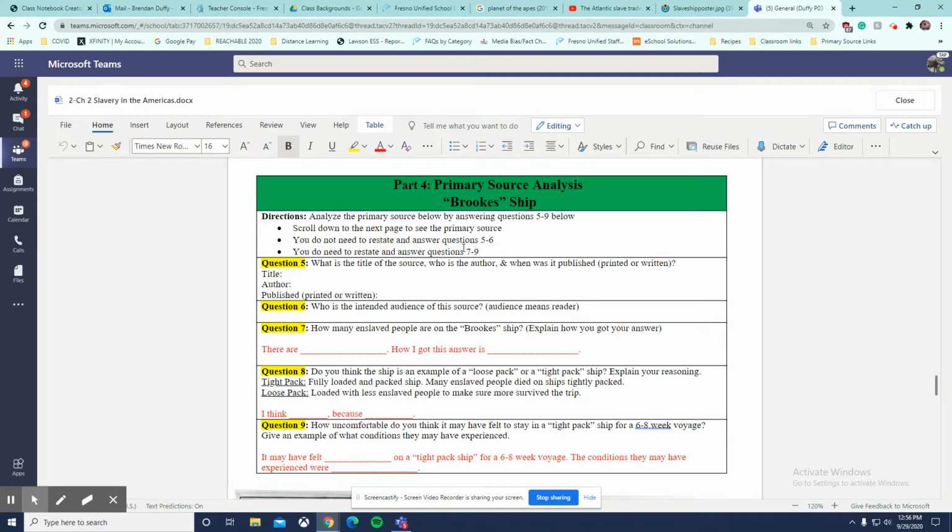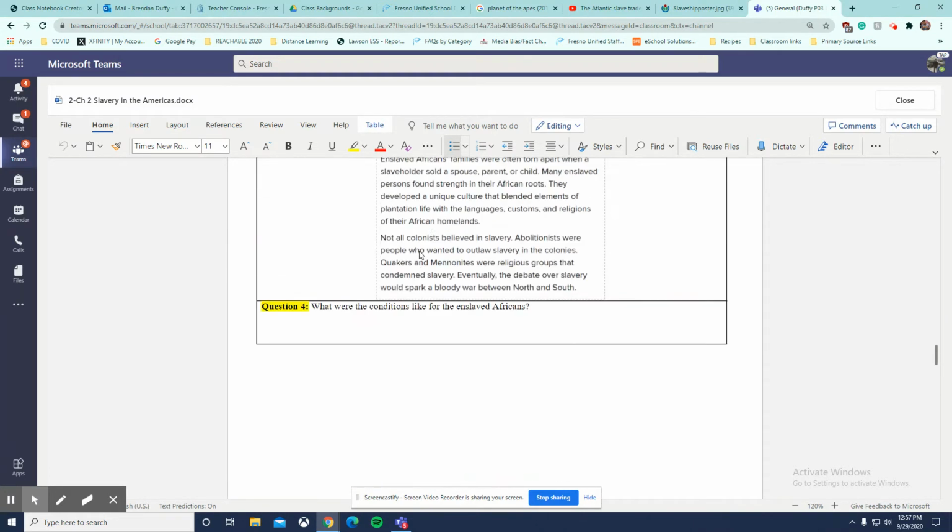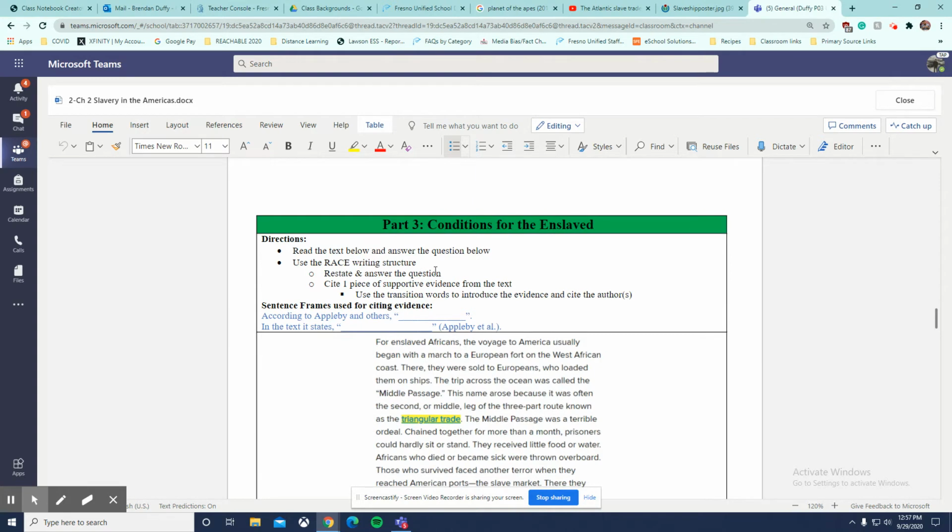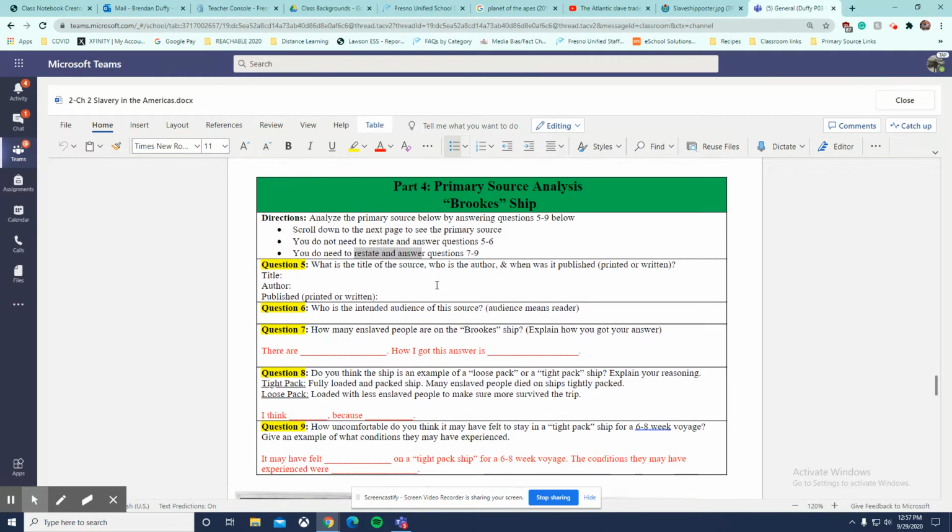So you do not need to restate and answer questions 5 through 6. You don't need to write whole sentences. You can just write single words. You do not need to restate and answer questions 7 through 9, because you are already given some sentence stems or sentence frames that you just need to fill in. So you don't have to write whole answers. You just have to fill in the blanks here. Okay? When we're talking about restate and answer, remember we are referring back to our race writing structure, which you do not have to do on these questions.